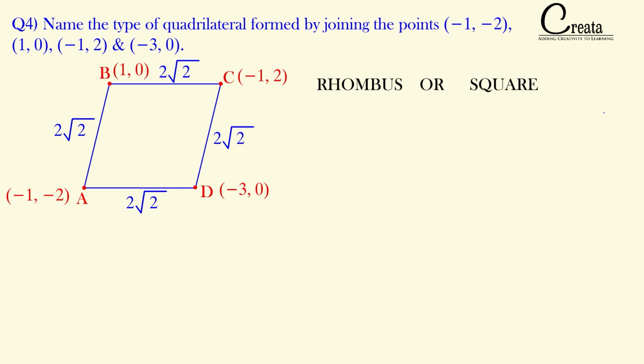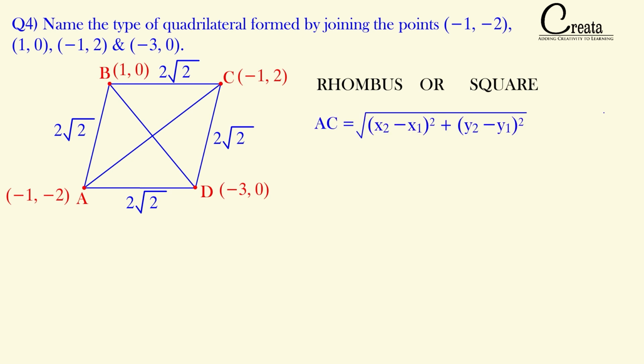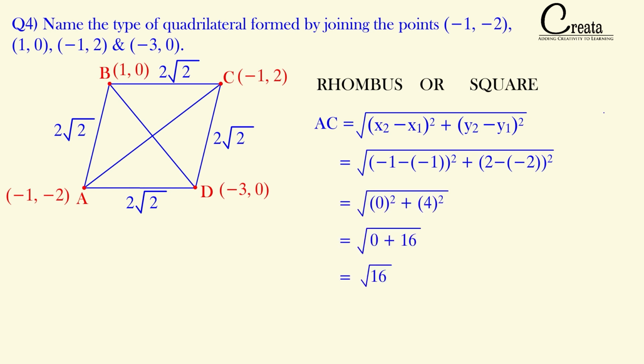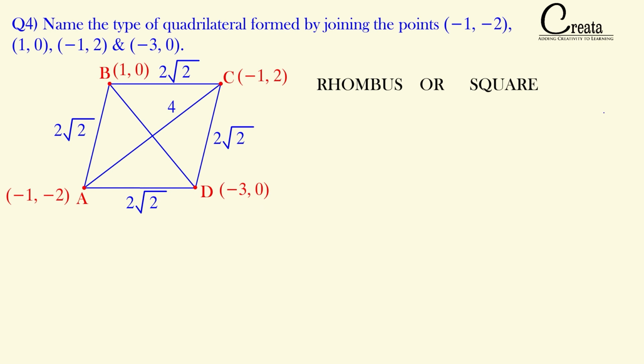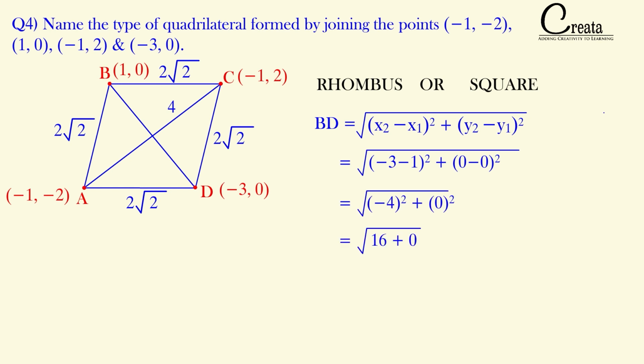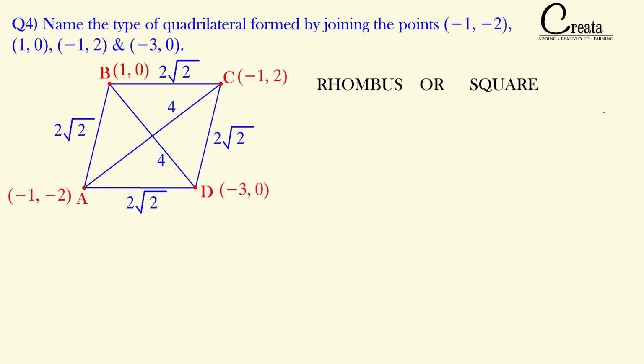So now we will try to find the diagonal of this quadrilateral. Here AC is the diagonal and BD is the diagonal. We know all the 4 coordinates, so we can easily find the diagonal with the help of distance formula. On putting the value, we got AC, that is our first diagonal, as 4 unit. Similarly, we can calculate the BD. On applying the distance formula, we got BD, that is our second diagonal, as 4 unit. So we got AC and BD both equal to 4 unit, that is diagonals of this quadrilateral are equal to each other.